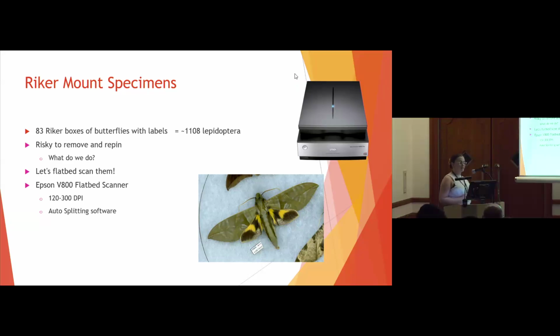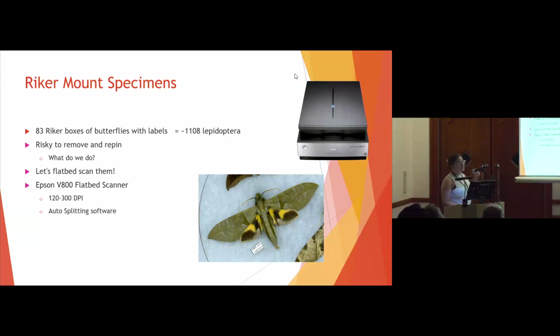Using a flatbed scanner to capture high resolution images of anywhere from 120 to 300 DPI to 1,200 DPI, depending on how complex the specimen was. And included as part of that Epson software is an auto-splitting software, so you can draw boundary boxes around your specimens to separate them out according to catalog numbers. So they all kind of come out looking like this, but you can get really good resolution and detail through the glass on the Riker mounts.